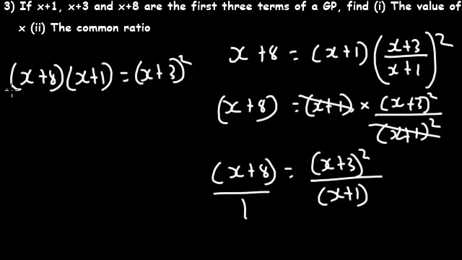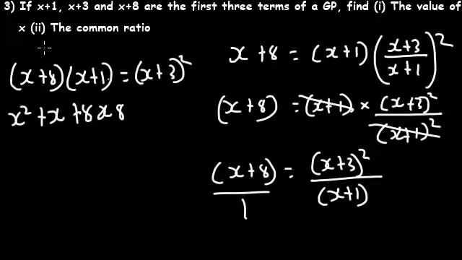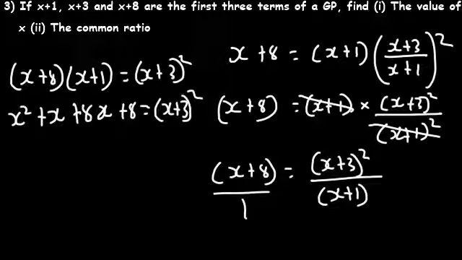Now let's focus on the left hand side. Let's expand these two binomials. So x times x results in x squared, and x times 1 gives us x. 8 times x results in 8x, and 8 times 1 gives us 8, plus 8. Perfect. Equals (x plus 3) all squared.